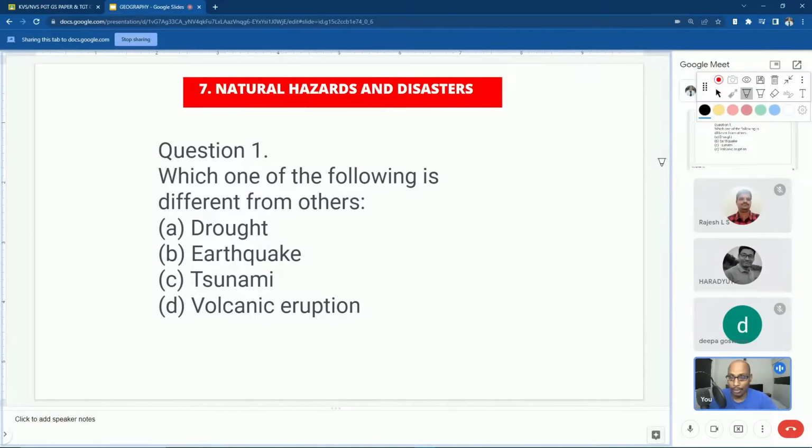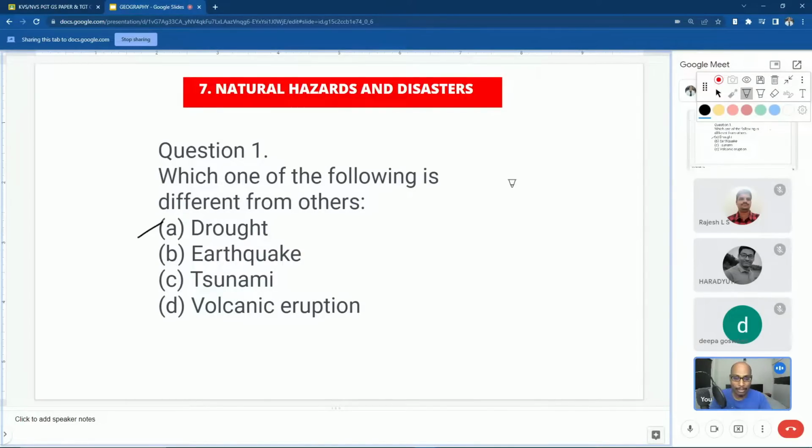Option A. Okay, so which one of the following is different from others? Drought, earthquake, tsunami, volcanic eruption. All are natural disasters only. Why is there a difference between drought and the other things, Ghoshji? Actually, drought means there is dryness, but the others, earthquake, tsunami, volcanic eruption, involve massive activities going on. Right. So the answer is correct. The answer is drought. But why?